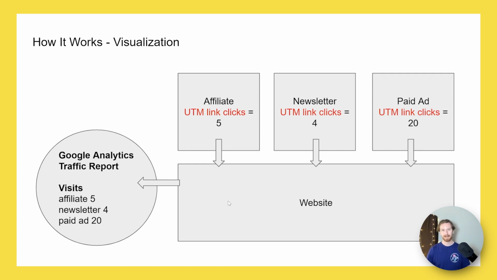So you can see here that when people click on those links and go to your website, in Google Analytics, you'll see on your traffic report that because those users clicked those UTM links, 5 users came from your affiliate, 4 users came from your newsletter, and 20 came from your paid ad. And that helps you justify either putting more money into your paid ad or putting more work into your affiliate connections, or possibly your newsletter, based on the traffic that comes in.